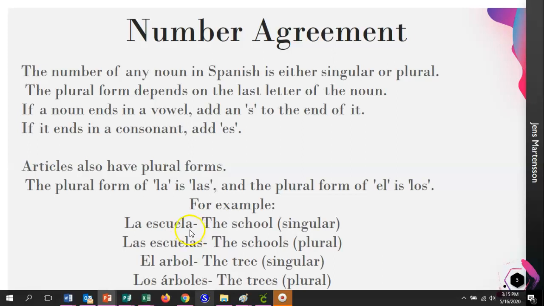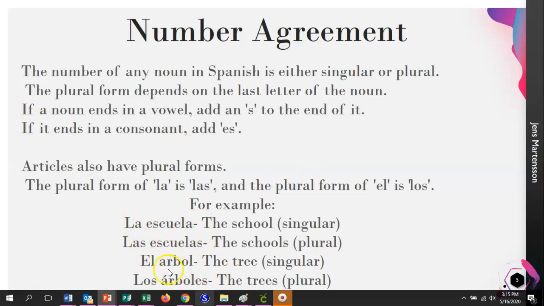It ends in a vowel. A is a vowel. So if we were to make it plural, because in this case it is singular, we are going to add just an S: las escuelas. If it ends in a consonant, we're going to add ES, as the example shows down here.